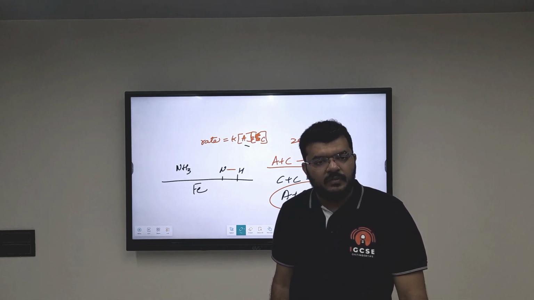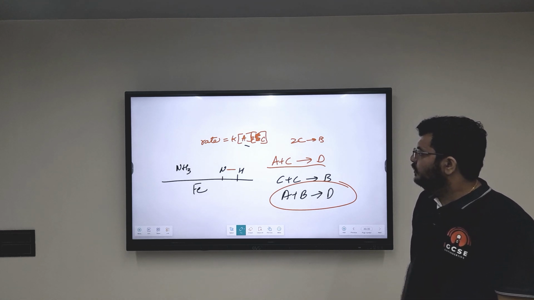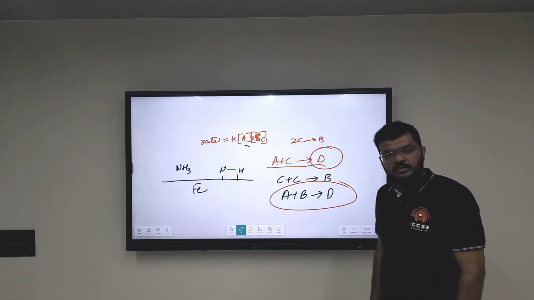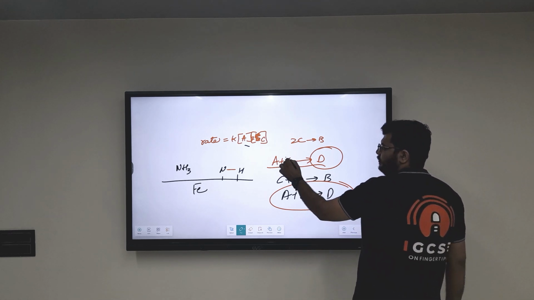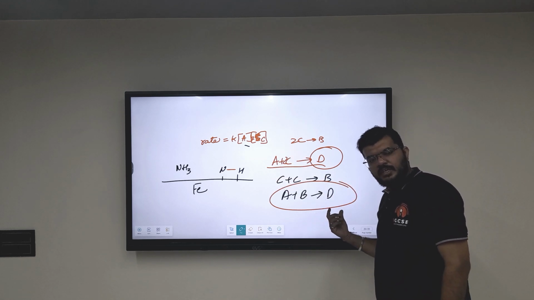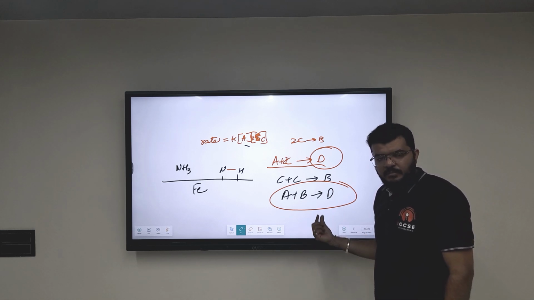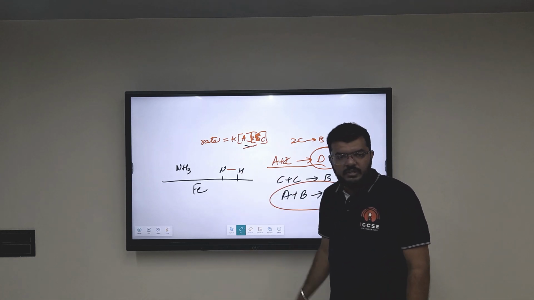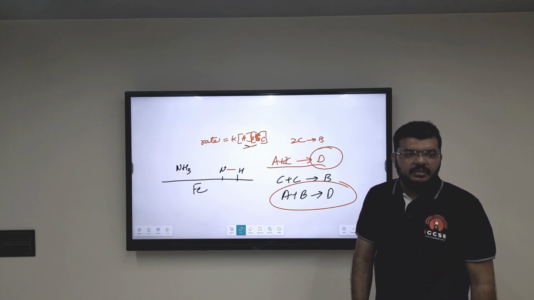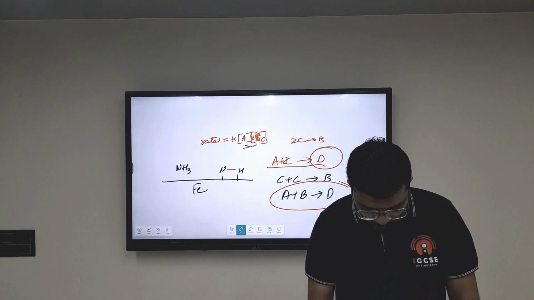In the example we did earlier, A plus B gives D, because D is the final product, but in the equation there are only A and C. So basically A plus 2C gives B, and that B then combines with A to form D. So this is a slower step, so it becomes the rate determining step. But I know this already, that here in the rate equation only A and C are the reactants that influence the rate of reaction.